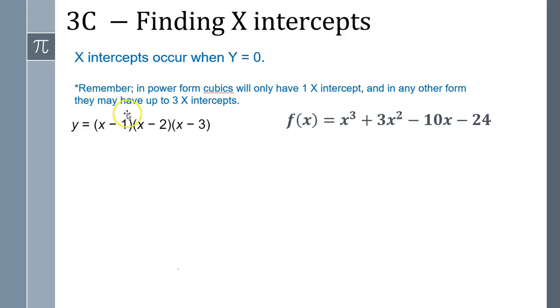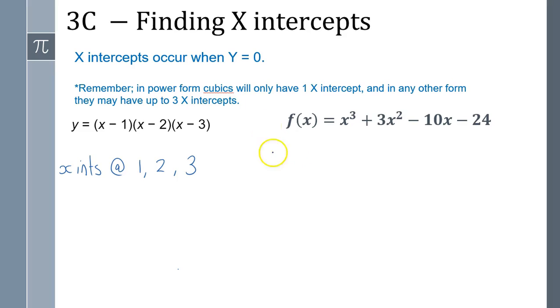So same as with quadratics, we are going to use the null factor law. If we're looking for the x-intercept, we're setting y equal to 0, and the null factor law tells us that each of these brackets has to equal 0. So therefore, I've got x-intercepts at 1, 2, and 3. Same process as with quadratics.